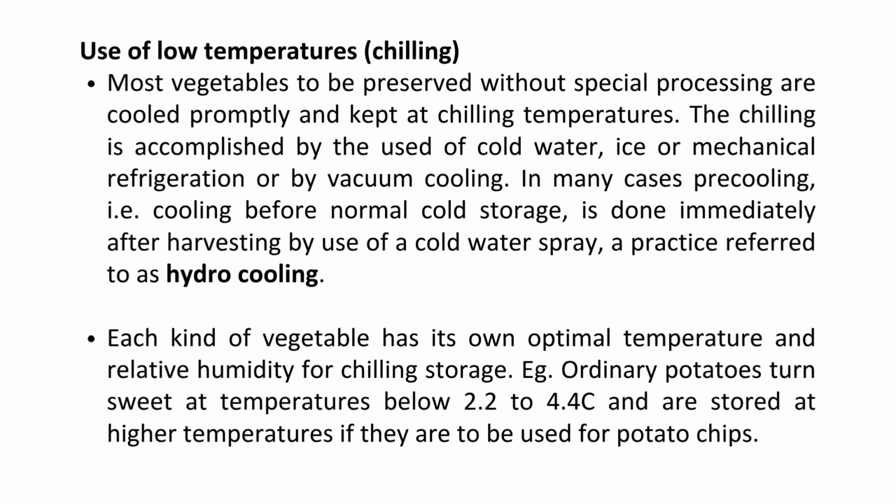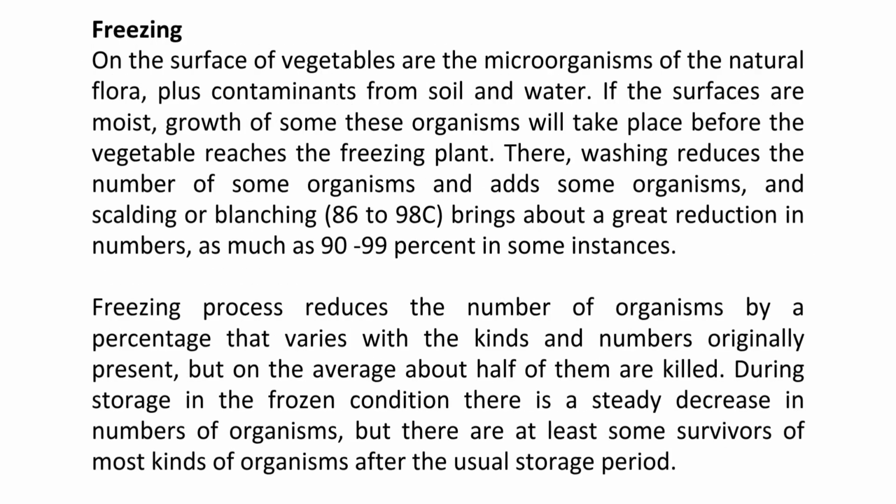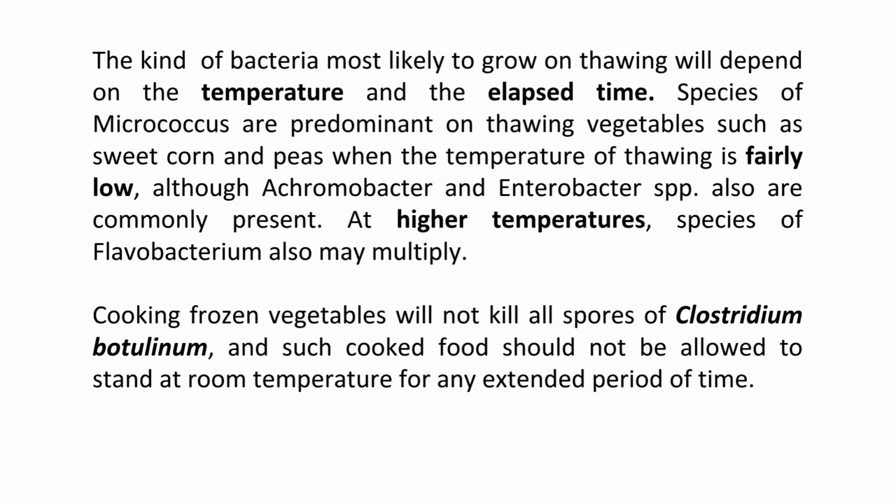Each vegetable has its own optimal temperature and relative humidity for storage. For example, ordinary potatoes turn sweet below 2.2 to 4.4 degrees Celsius and are stored at higher temperatures if meant for chips. Freezing is another powerful tool. Washing reduces some microbes, and scalding or blanching at 86 to 98 degrees Celsius brings a great reduction, as much as 90 to 99%. The freezing process itself kills about half of the remaining organisms, and numbers continue to decrease during frozen storage.